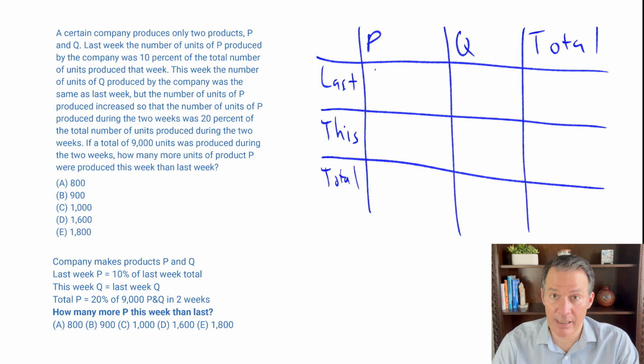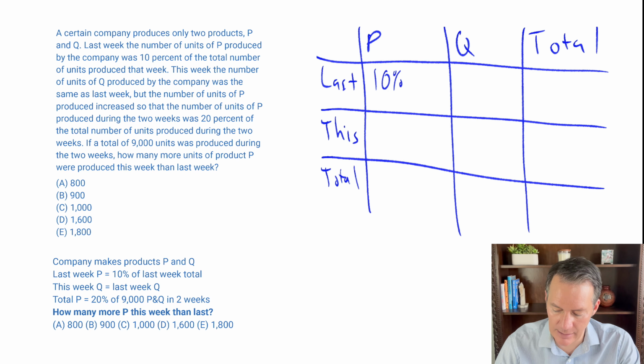Okay, now we have the table set up. Let's just fill in our data. We know that last week's P was 10% of the total. Let's just call that 10% of T, and let's call our total for last week T. That leaves 90% of T for our Q. Since we know last week and this week's Q is equal, we can say that this week's Q is also 90% of T.